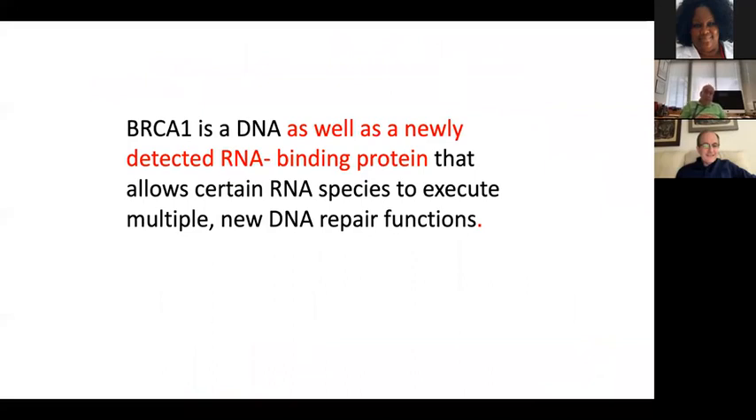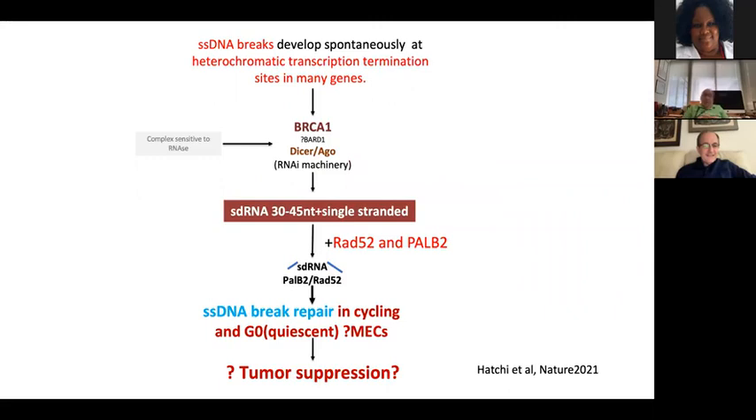So, importantly, BRCA1 is long known to be a DNA interacting protein. Ralph Scully was the first actually to demonstrate this both microscopically and biochemically. And it's also, interestingly, as we can see from this, an RNA binding protein, direct or indirect, that allows certain RNA species possibly to execute multiple new DNA repair functions, is a hypothesis. So let's chase this thought for a few moments. So Elodie Hatchie's work, recently published this year, shows the following, all surprising.